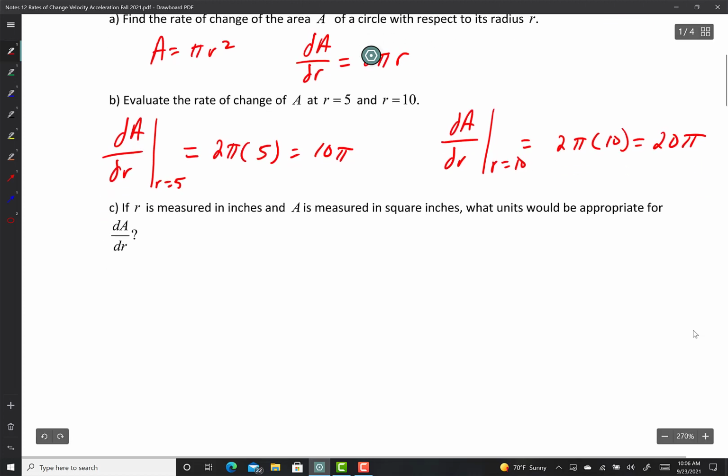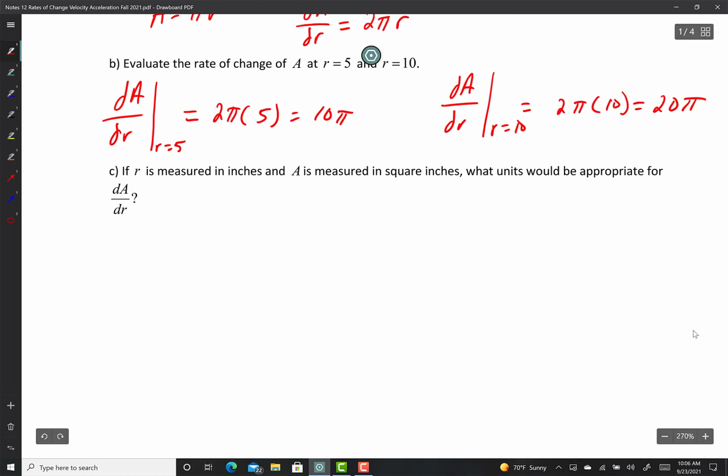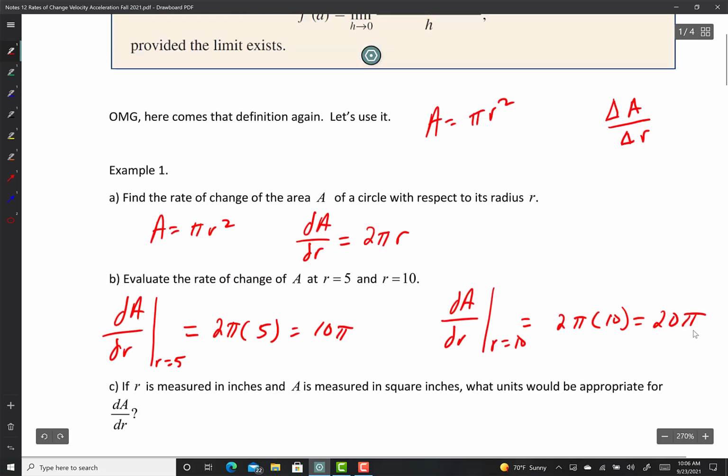Here we go. Letter C. If r is measured in inches and A is measured in square inches, what units would be appropriate for dA/dr? What do you guys think? Don't be robots.